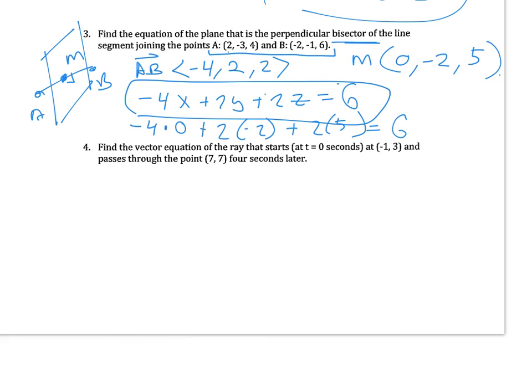Question 4, we're going to find the vector equation of the ray that starts at t equals 0 seconds at (-1, 3). So there's a point. It passes through the point (7, 7) 4 seconds later. So we're going to go from here to there, and we're going to do it in 4 seconds. So we can think of this going from (-1, 3) to (7, 7) as like a vector that jumps from one place to another.